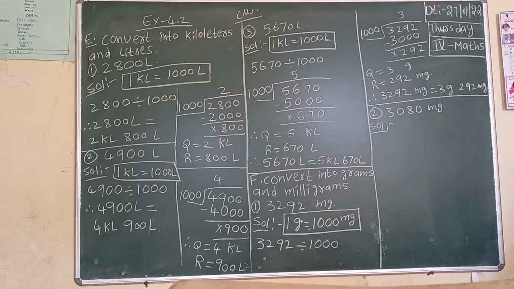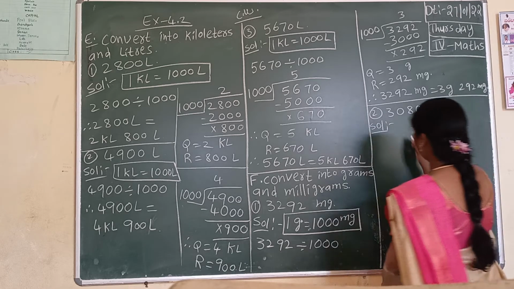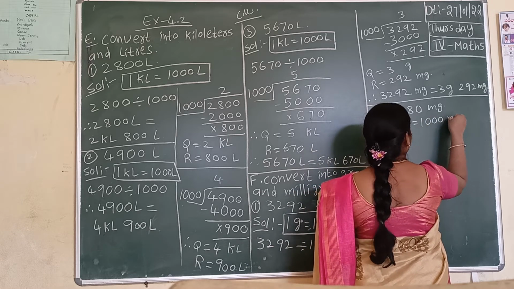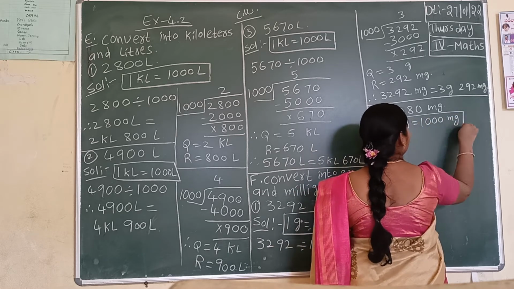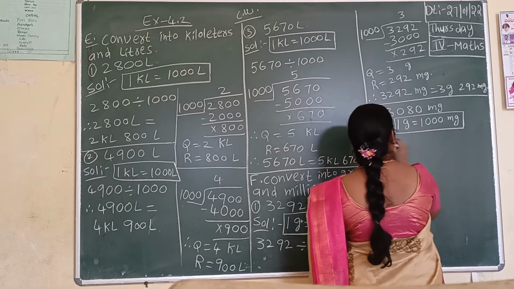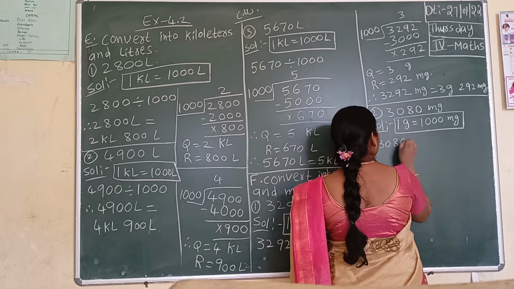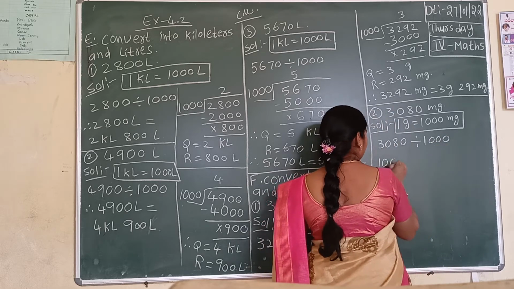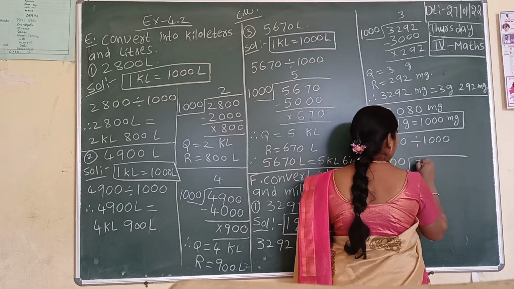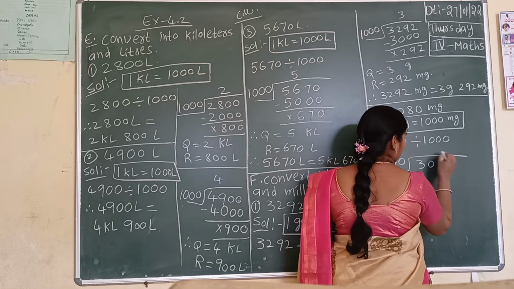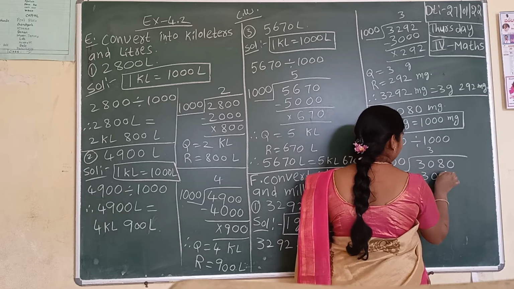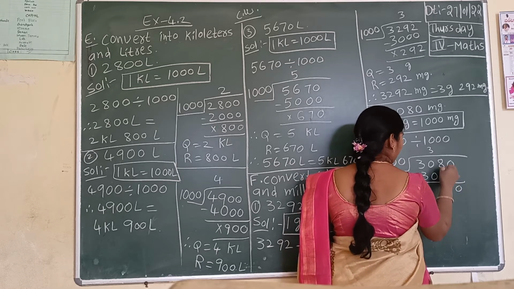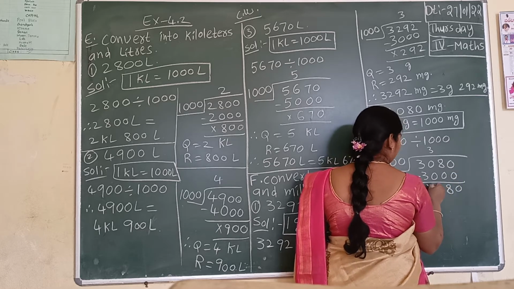Here also you have to divide with 1000. Why? Because we are converting milligrams into grams. So 1 gram is equal to 1000 milligrams. 3080 divided by 1000. 1000 threes are 3000. 0 minus 0 is 0, 8 minus 0 is 8, 0.